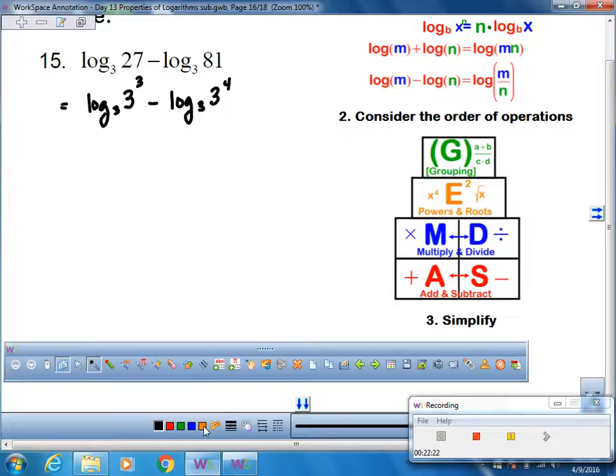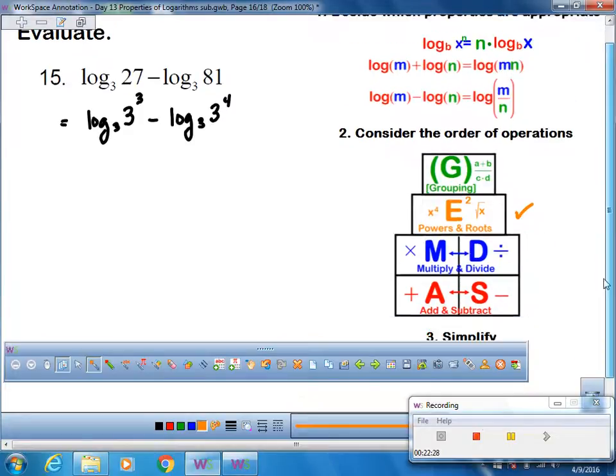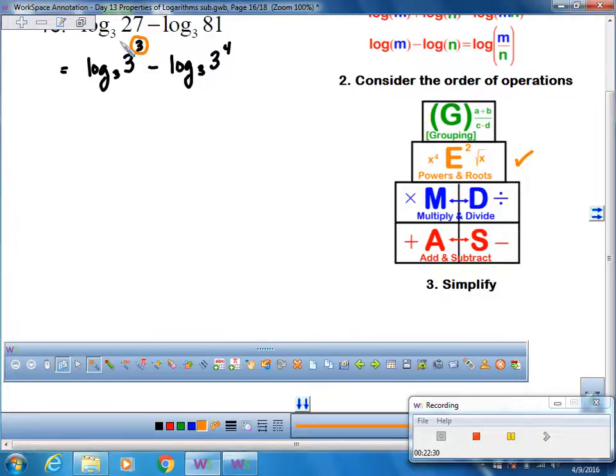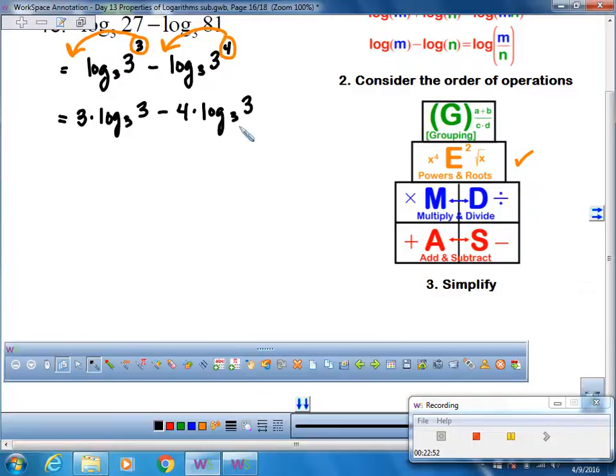Let's use our exponent rules. My exponent rules tell me that I could take this 3 and actually put it out in front, and this 4 and put it out in front, and I will be left with 3 times log 3 to the 3 minus 4 times log 3 to the 3. Well, you should notice something. What is log 3 to the 3? Let's see. Log 3 to the 3 equals what?